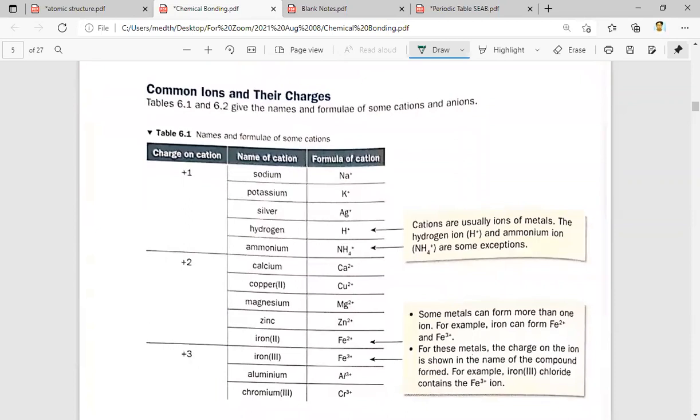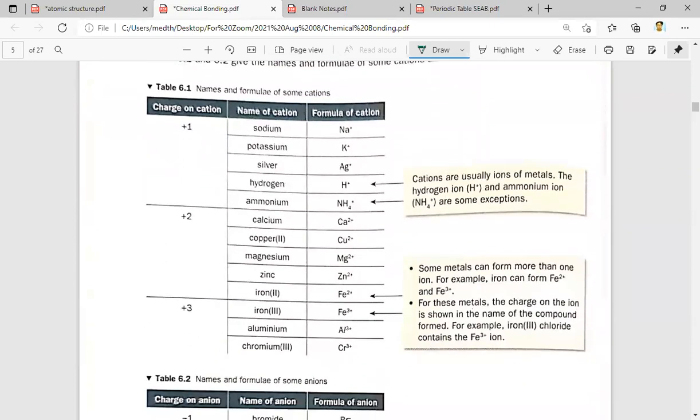Now, these are some of the common ions and their charges. Some of them are harder for you to remember. Actually, I'll tell you what. Those that are harder to remember, I'm going to put a star there.